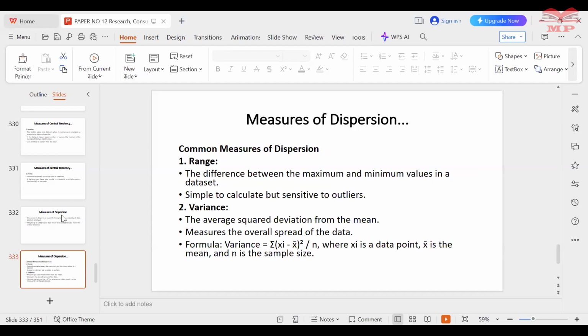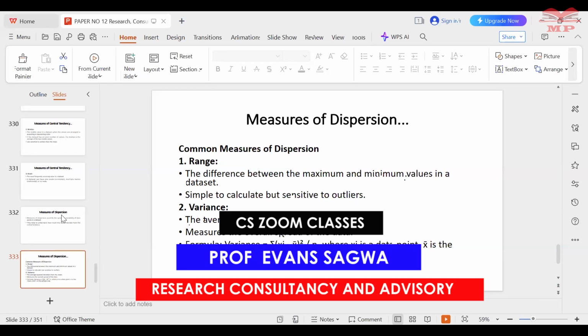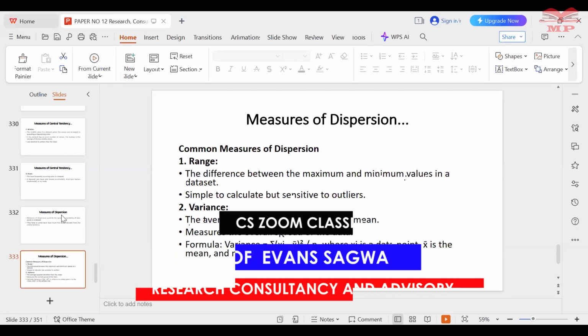Common measures of dispersion: number one, the range. The range is the difference between the maximum and minimum values in a dataset. It is simple to calculate, but sensitive to outliers.